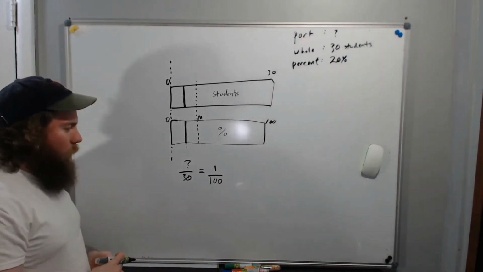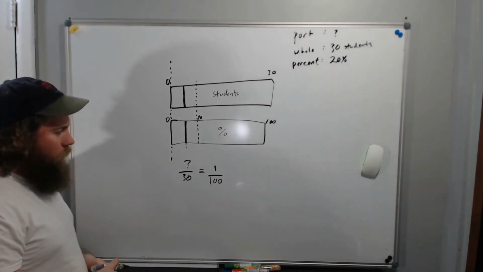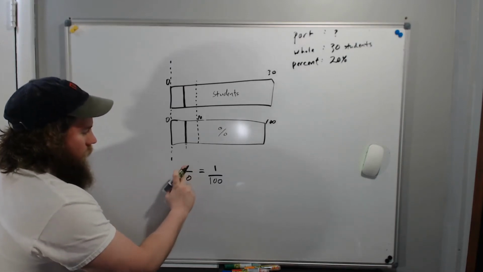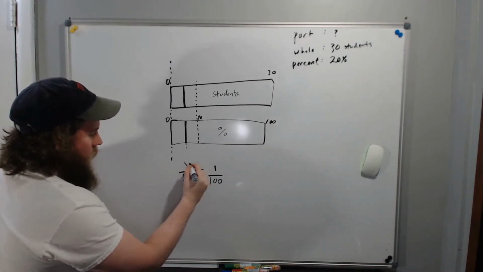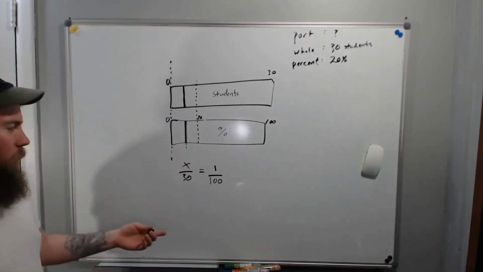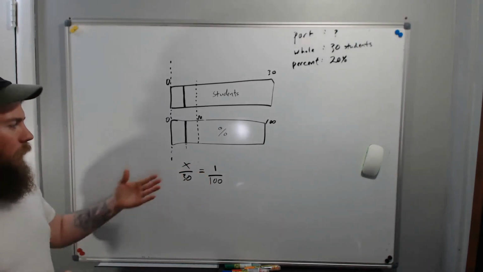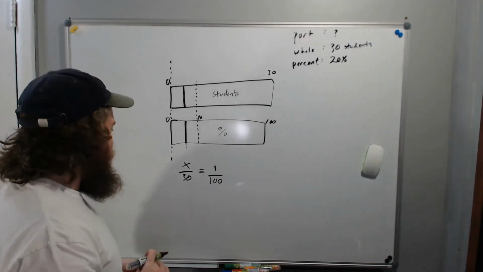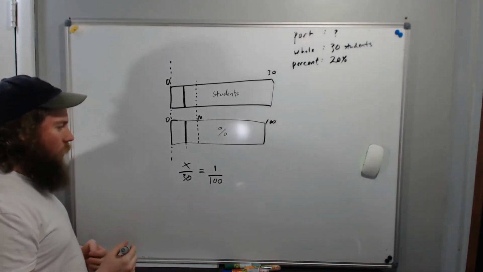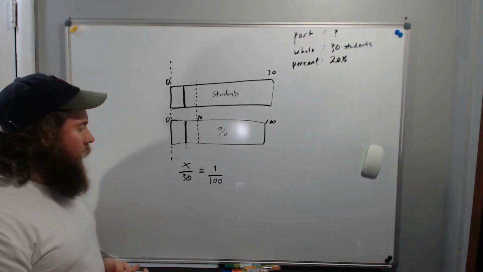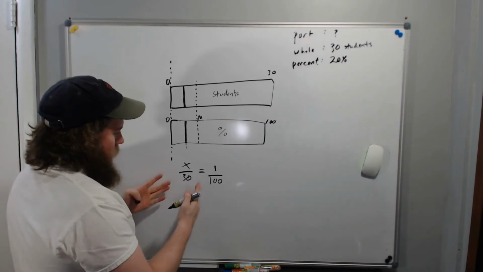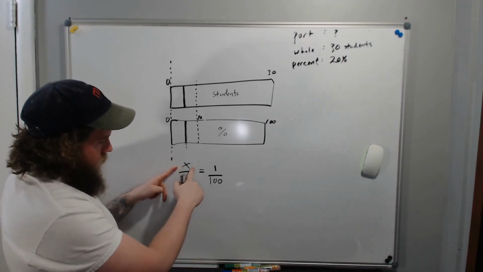So now we have a little proportion here that we can solve. Okay? And I'm just going to go ahead and replace the question mark with a variable. We'll just call it x. Nothing wrong with using a question mark, but you guys might as well get used to seeing the variables. Okay? So let's see. I want to get the x by itself, okay?